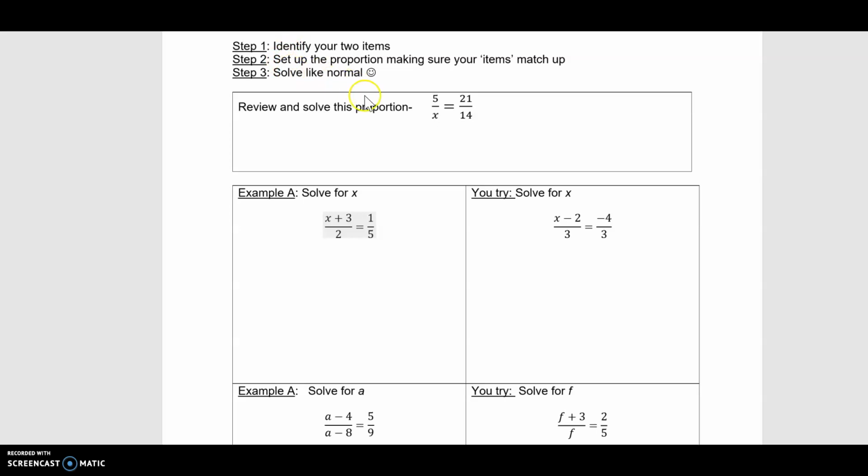That is going to apply to the word problems, which we are going to do in another video. So we're going to talk more about that in the next video. And then step three is solve like normal. So here's a review. This is the type of proportion problem you have probably seen before.